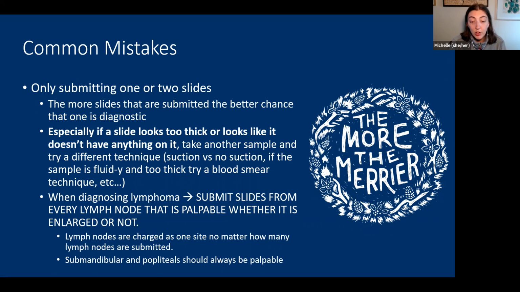Well, I put lymph nodes are charged as one site, no matter how many lymph nodes are submitted. That's true when I was in general practice for IDEXX and Antech. That may change, but that's how we have been charging lymph nodes. And then your submandibular and popliteal should always be palpable. Sometimes the submandibular, especially if your submandibulars are the only ones that are enlarged, can be difficult to diagnose lymphoma from, because dogs that have a lot of dental disease can also be reactive, and so it can be difficult to interpret.